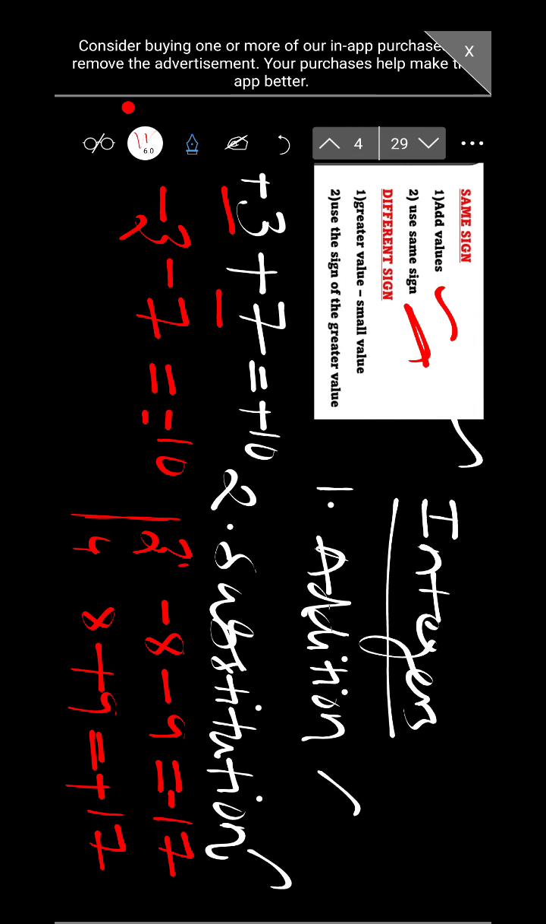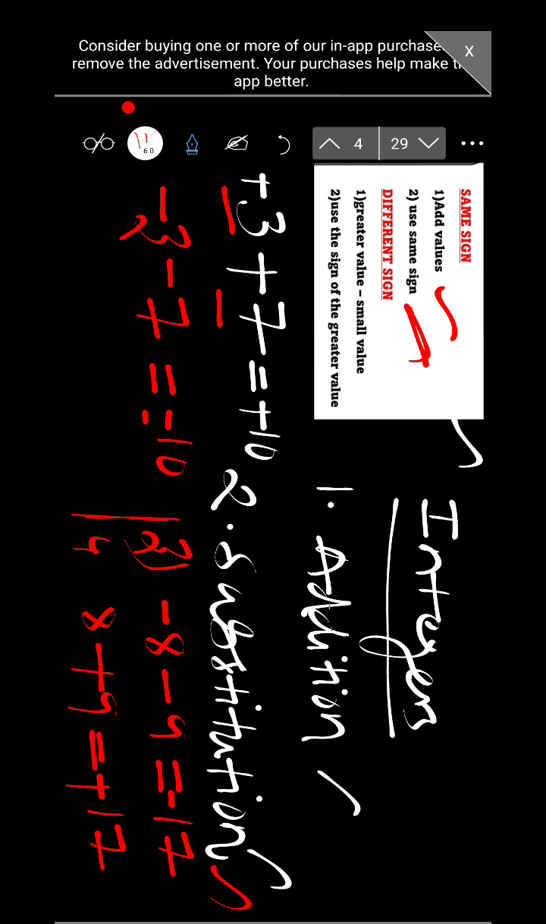Coming to the third example, -8 and -9. In this, both have the same sign. If both the numbers have the same sign, we need to add the values and we use the same sign. So this is the example. In this also, 8 plus 9, it has the same sign, so we need to add the values. So this is about the first one. If it is a different one, what will we do? We will discuss now.